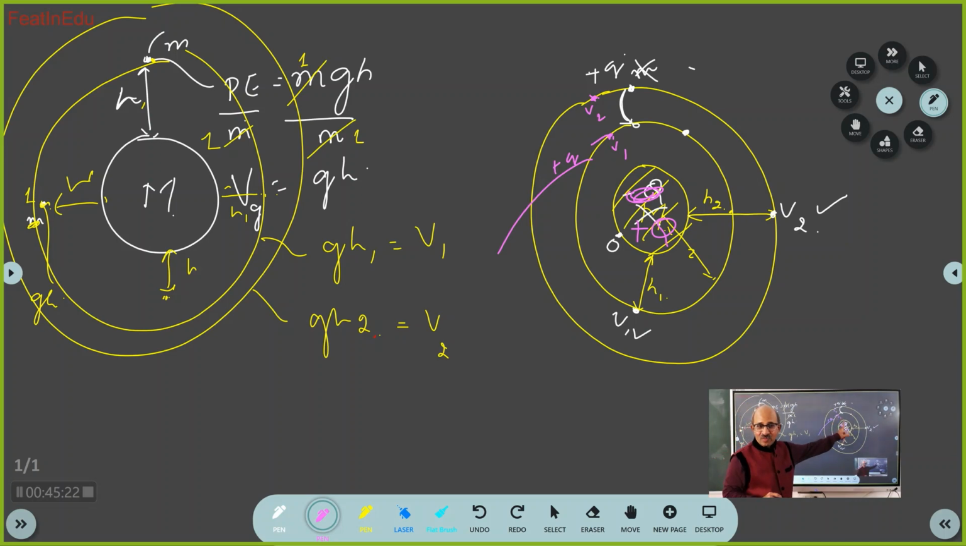So this V1 is a potential, V2 is another potential. V1 minus V2 is called potential difference.